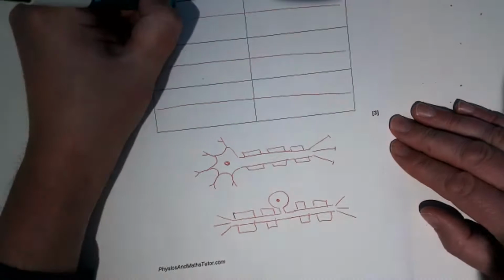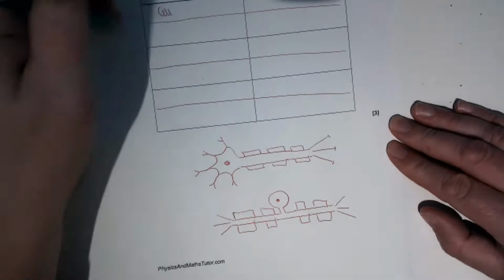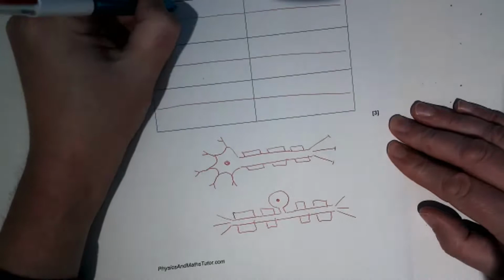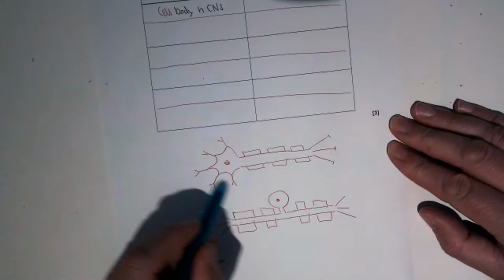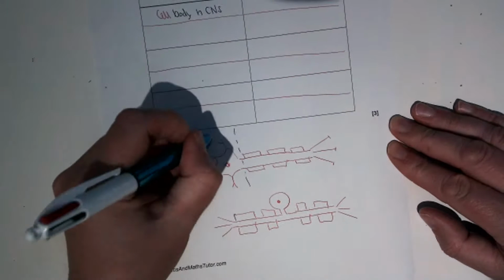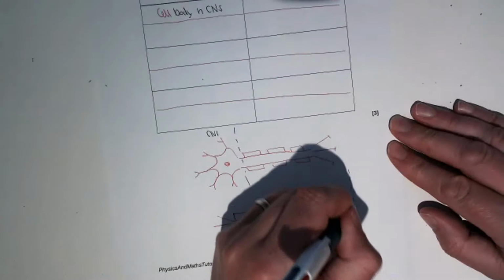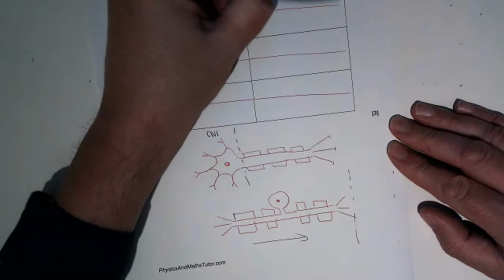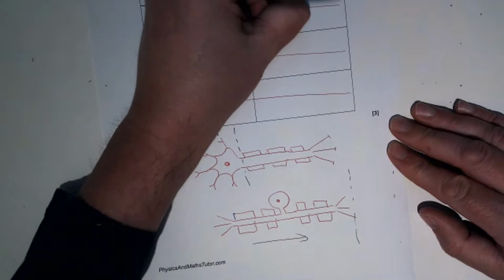Okay, so first of all, in the motor neuron, the cell body is found in the central nervous system. So this part will be in the central nervous system, and this part will then lead into an effector. Whereas in a sensory neuron, this isn't in the central nervous system. The central nervous system is down here, if the impulse is going that way. So cell body, not in central nervous system.